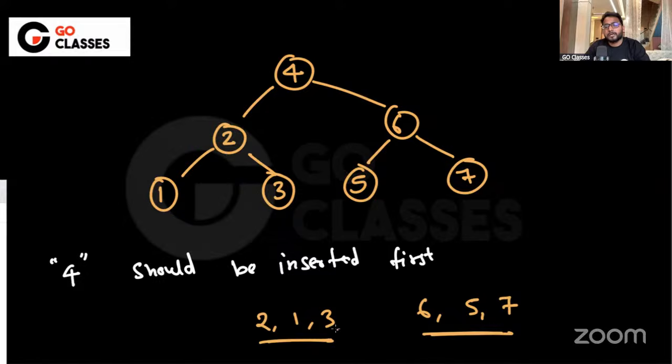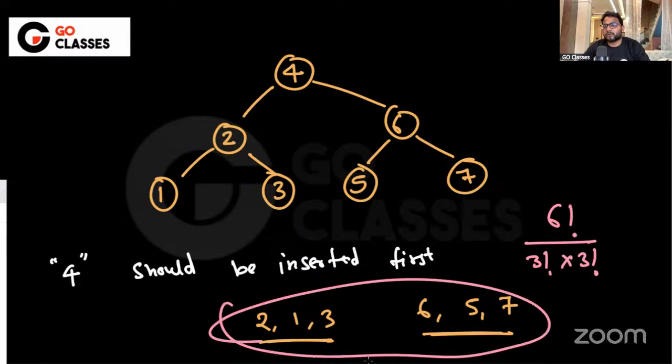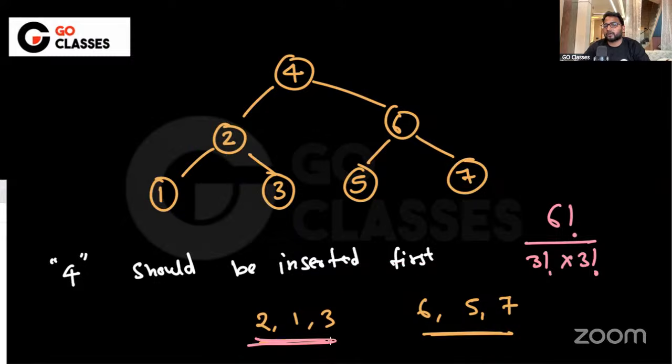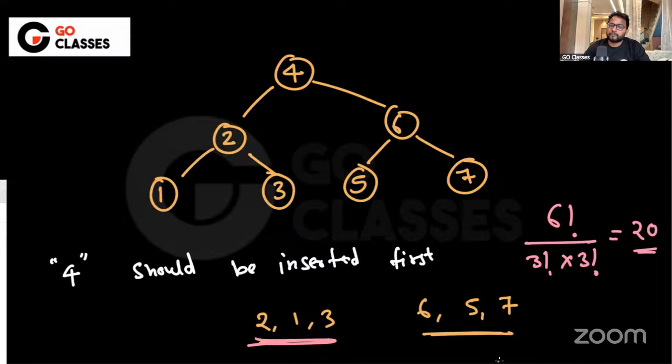Then, since this is 6 numbers, I can say 6 factorial divided by 3 factorial into 3 factorial are the ways in which these can be interleaved. Actually, this interleaving doesn't matter as long as I'm fixing this particular order, right? So if you check it, this is 6 into 5 into 4, which is 20, right? So basically in 20 ways, these could be interleaved. Is this fine to everyone? Now, is 20 my answer?